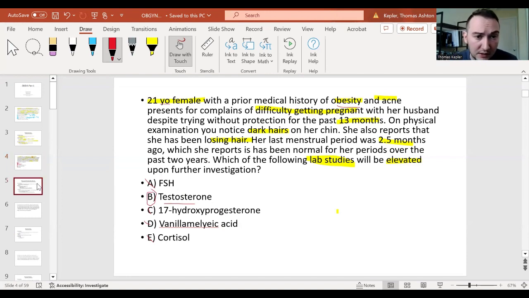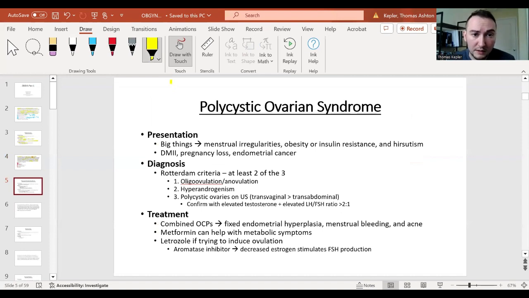PCOS is another huge favorite as far as the guide material goes. You're very likely to get this on your shelf or even on Step. I'm certain I got this on Step. I don't remember, but I'm pretty sure I got this. So the big things: you're going to have menstrual irregularities, obesity or insulin resistance, and hirsutism. Other coexistent things that can happen: type 2 diabetes is a big one, so you want to put these people on metformin. They can also have pregnancy loss and endometrial cancer.